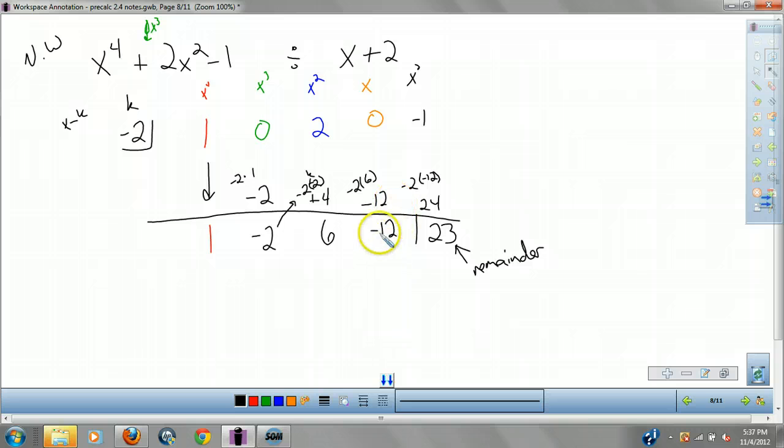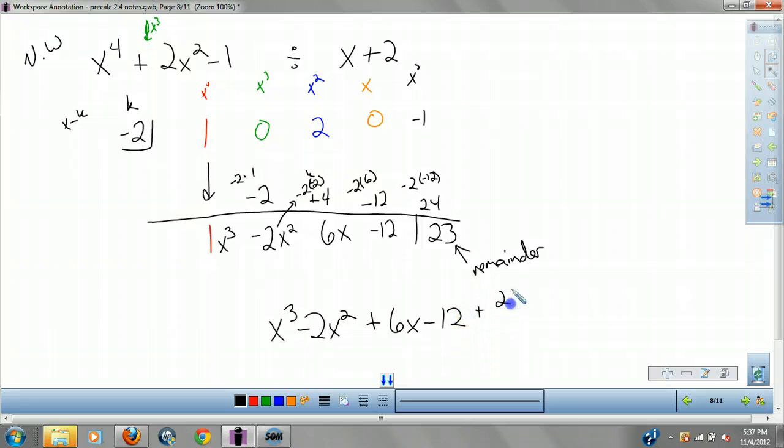Okay. This is not anything. This would be x squared, and x cubed. Okay. So again, your final answer would be x cubed minus 2x squared plus 6x minus 12 plus 23 over x plus 2. Okay. Again, guys, I'll probably do another example like this in class.